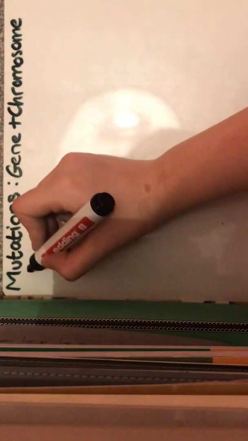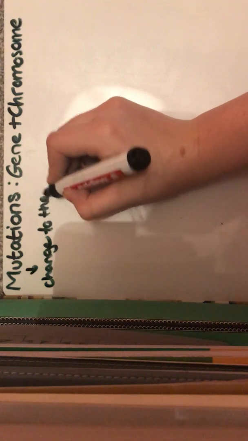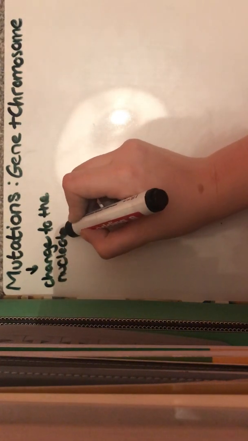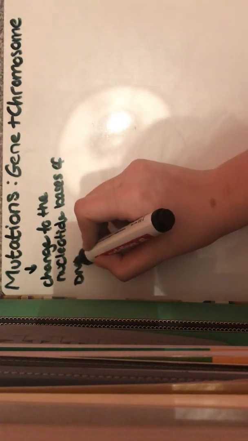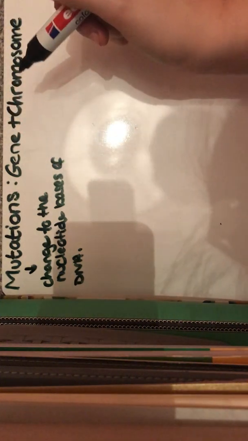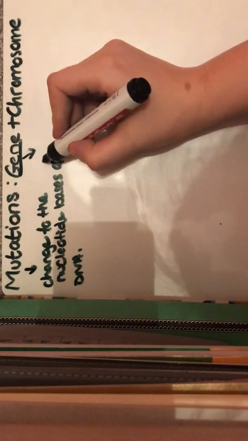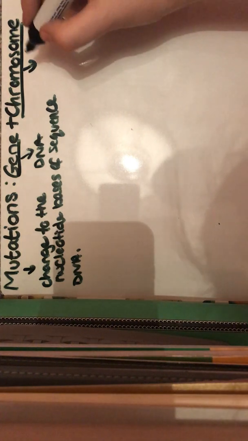Mutations in general are just a change to the genetic material of an organism, so it could be a change to the nucleotide bases of the DNA. A gene mutation is a permanent alteration in the DNA sequence, which is similar to what I've said there. But a chromosome mutation is any change or error that occurs within the chromosome.